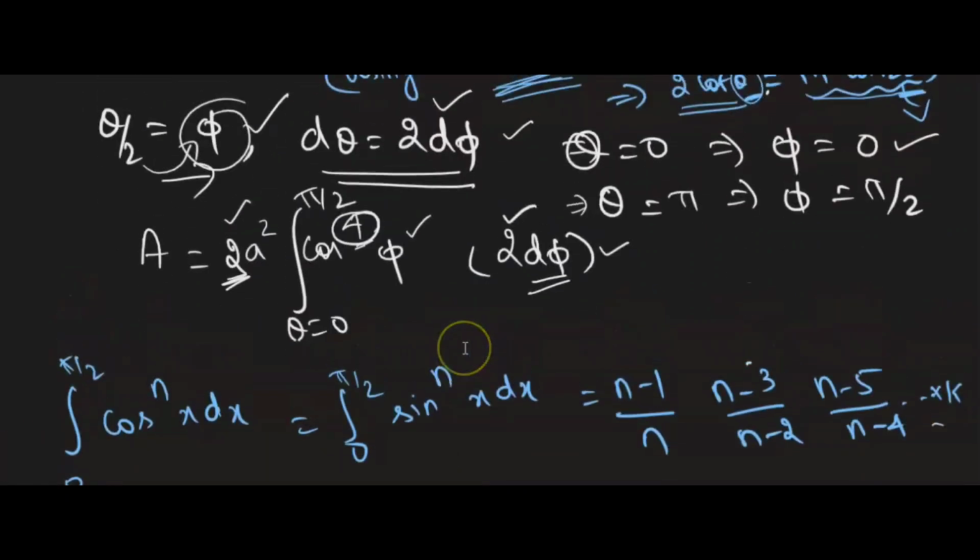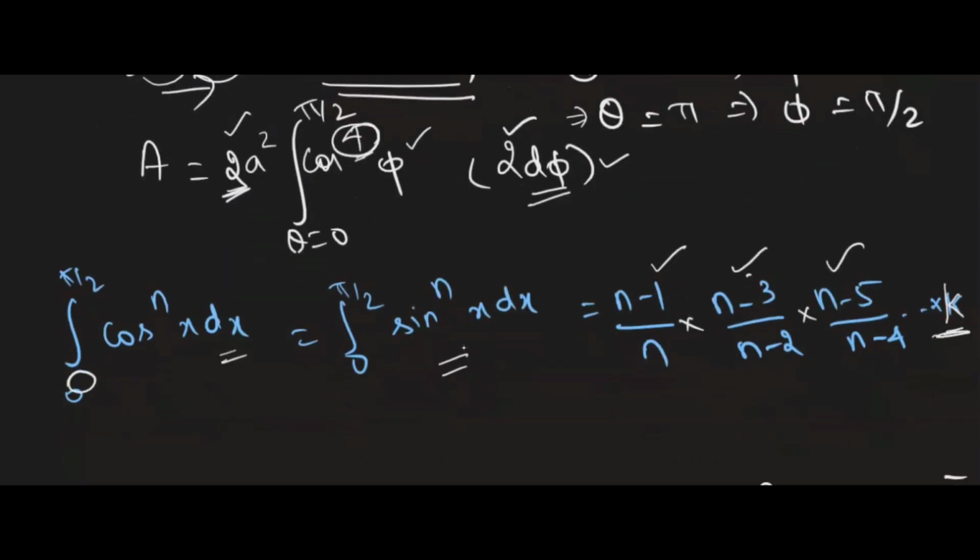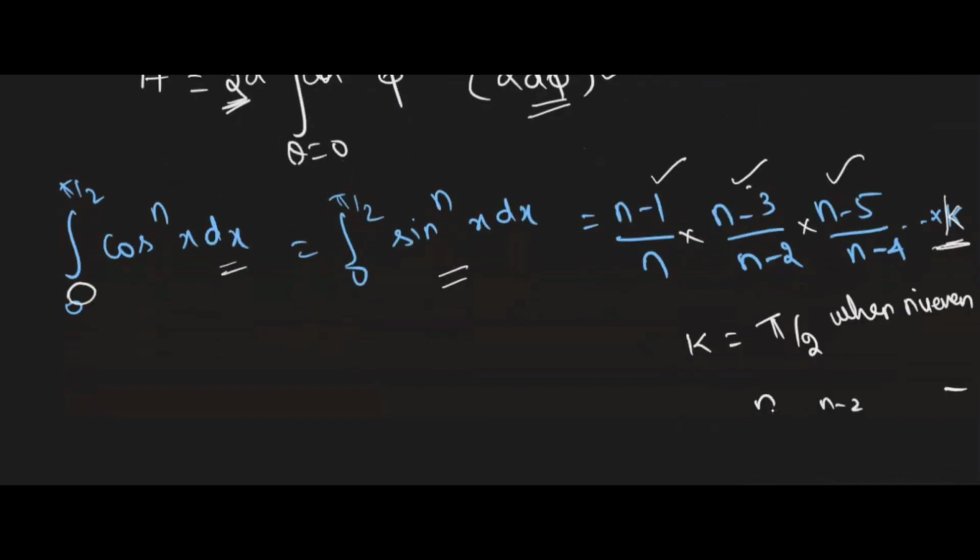What is the reduction formula? Integral 0 to pi by 2 cos power n x dx is equal to, if it is cos power n or sin power n, both the formulas are same. n minus 1 by n into n minus 3 by n minus 2 into n minus 5 by n minus 4, etc., up to k. So what is this k? K is pi by 2 when n is even, and k is equal to 1 if n is odd.